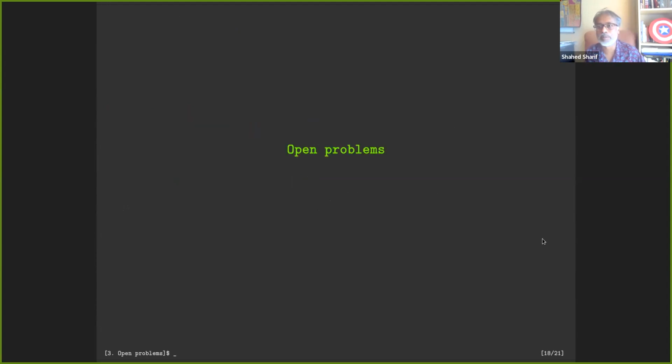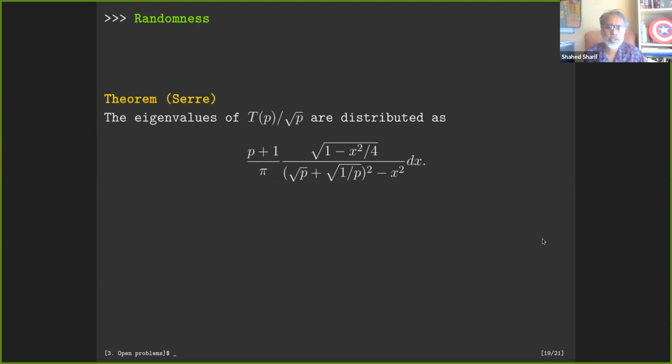Okay, so now let me talk a little bit about some open problems related to the security of the scheme. So the first one has to do with randomness. We would essentially just like our operators, the T_p's, that they're both the eigenvalues and the eigenvectors act somehow randomly.